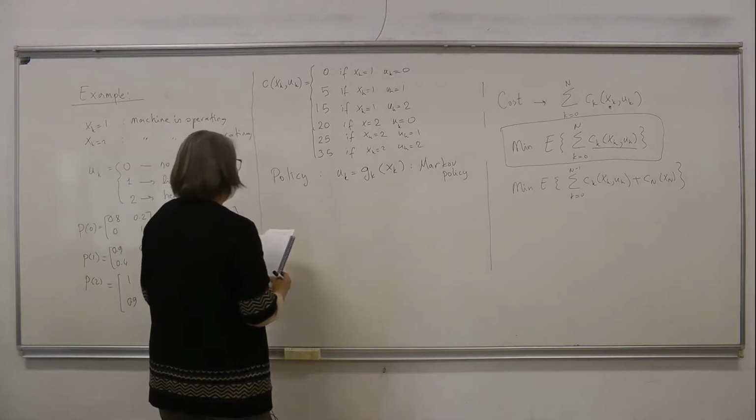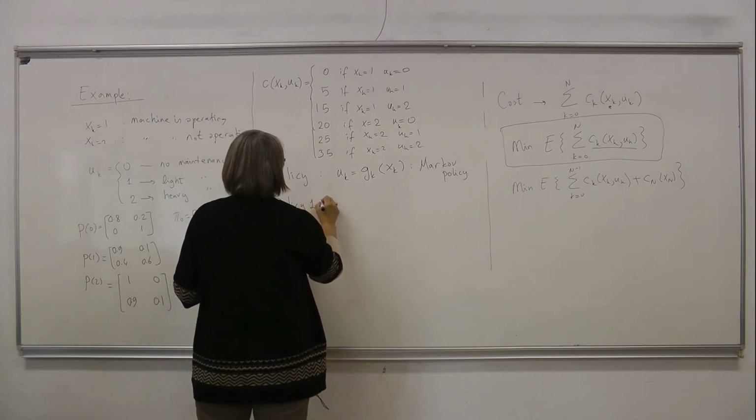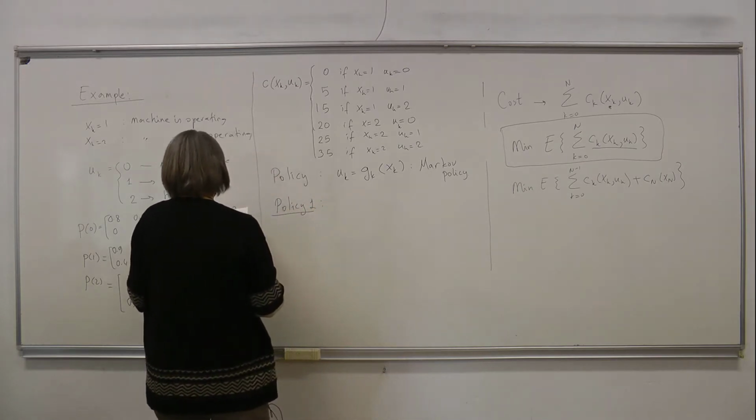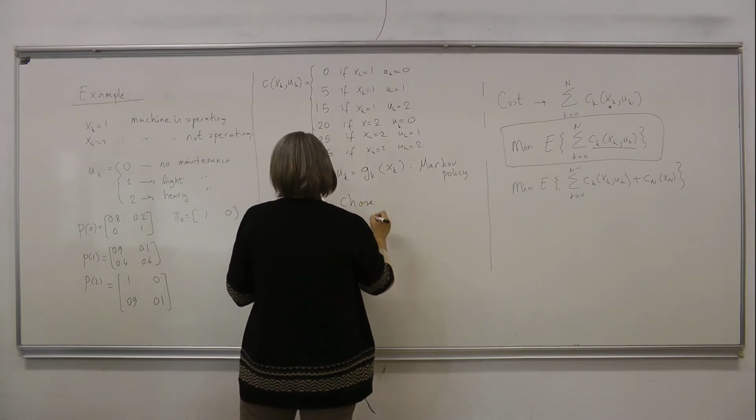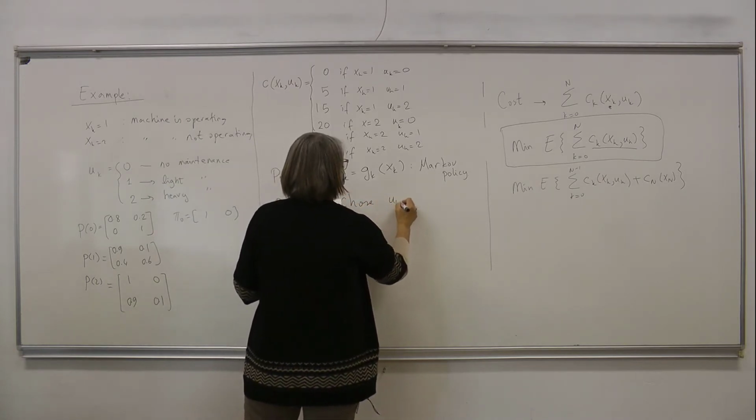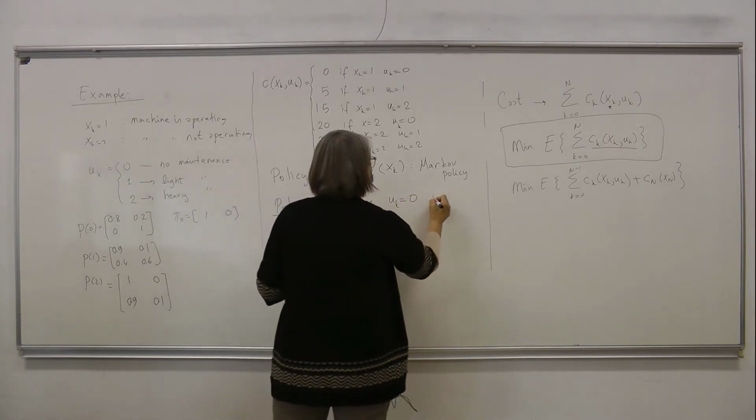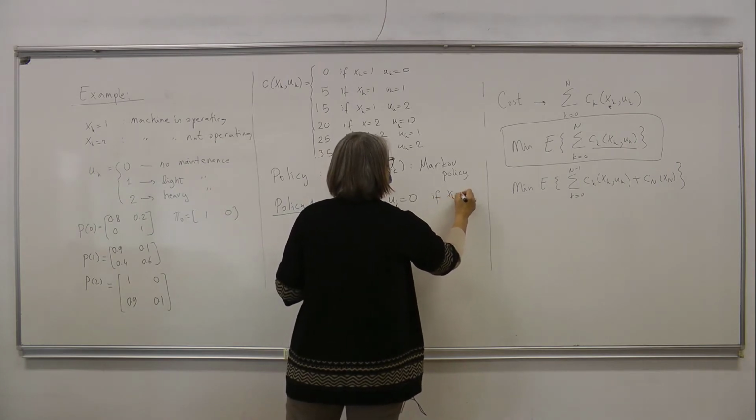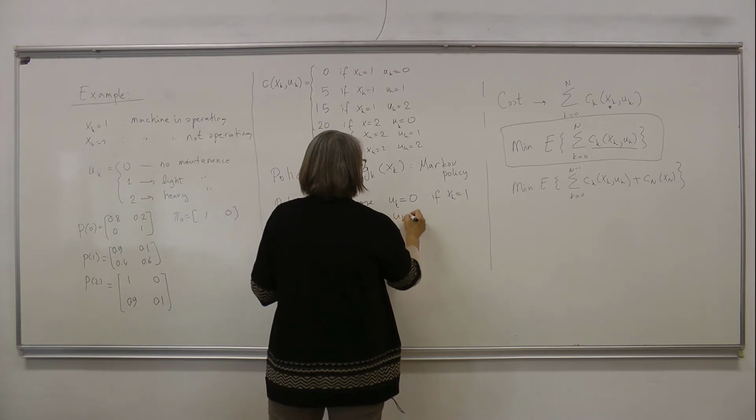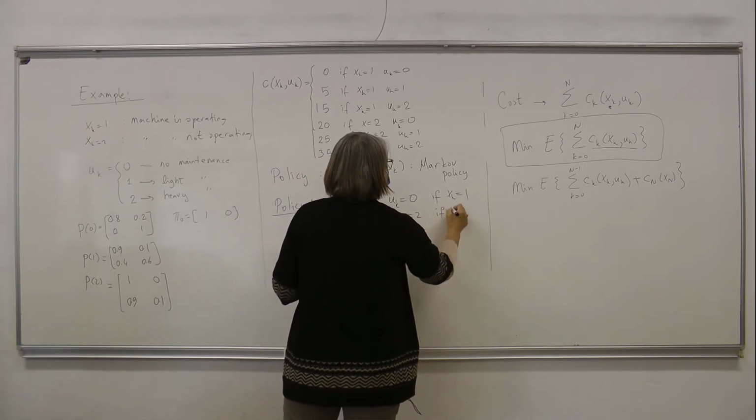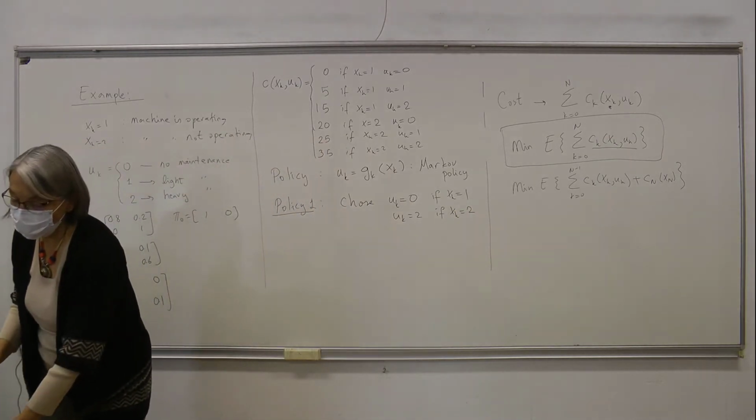The policy number 1: choose uk as 0 if xk is 1, and choose uk as 2 if xk is equal to 2. That is sort of reasonable. Why?